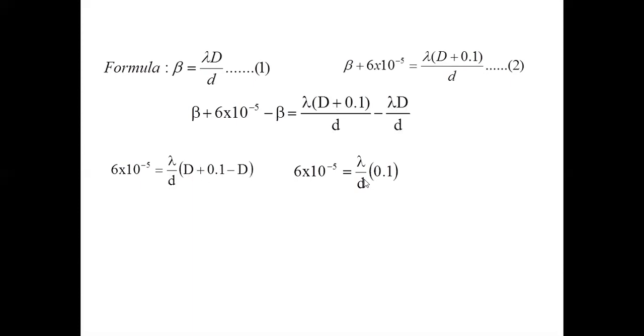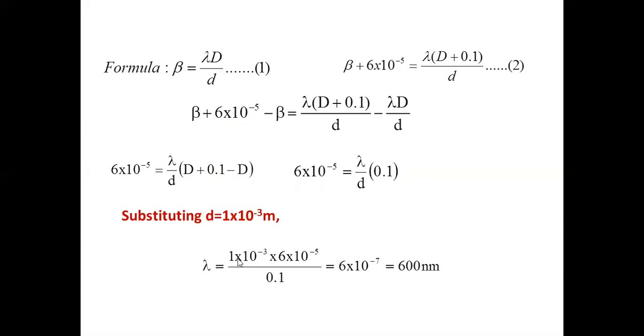Is it so? Capital D is given. Small d is given, 1 into 10 to the power minus 3 meters. So substitute this. I have kept lambda here, so this into d: 6 into 10 to the power minus 5 into 1 into 10 to the power minus 3. This small d comes here, divided by 0.1. So this is the answer, 600 nanometer. Check these calculations yourself. I don't do that, it would be very childish if I keep on substituting and explaining every step. But the major equation is this one. You must be able to write this, right?